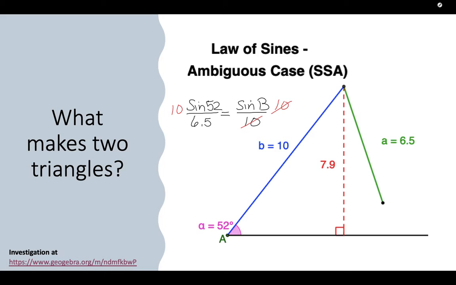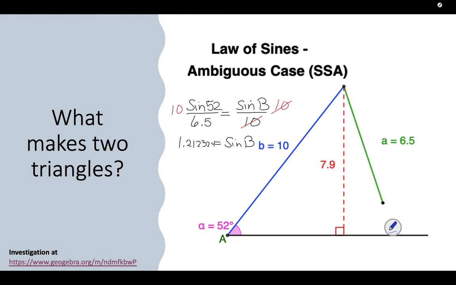Break out our graphing calculator, make sure it's in degrees. We take 10 times the sine of 52, and we close our parentheses, we divide by 6.5, and I get that the sine of B is 1.212324, and so on. What's going to happen when we try to get that angle back? We're going to get an error.